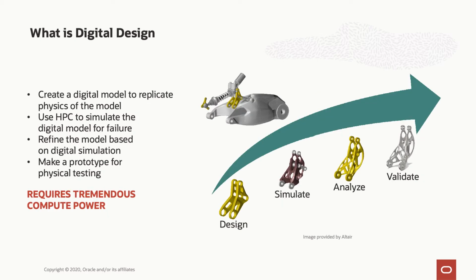What is digital product design? Engineers create a digital representation of the part or system to replicate the physics of the model. We start with a rough design, impose loading conditions to replicate physics, analyze the results, and once they are satisfactory, we build a physical prototype for testing.